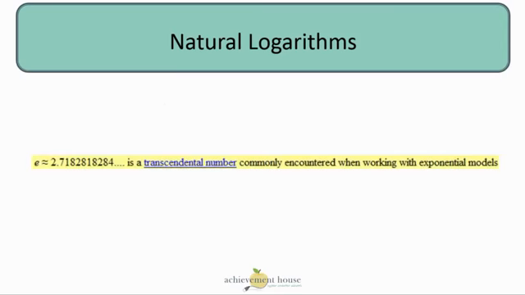e is a transcendental number, meaning that it never stops. It's approximately 2.71828182884, and it keeps going on and on. It doesn't stop. It's an irrational number, kind of like pi. It's a transcendental number. That's the official name for it, and it's commonly used when working with exponential models, such as exponential growth or exponential decay.